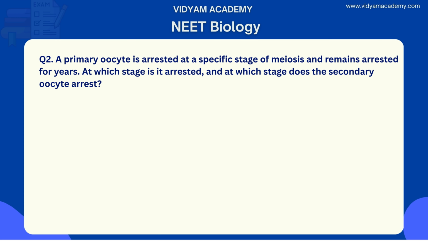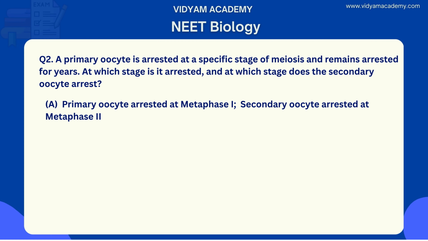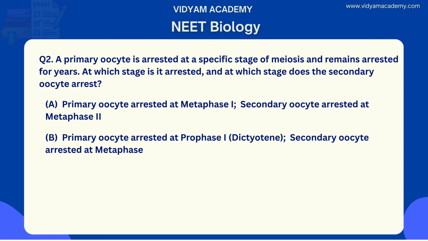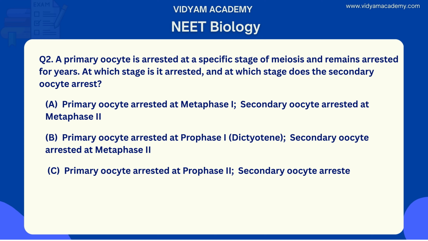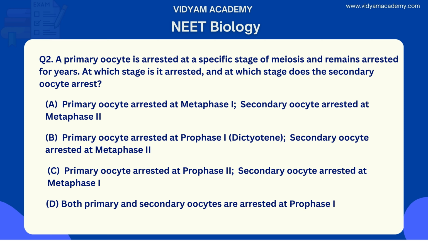A primary oocyte is arrested at a specific stage of meiosis and remains arrested for years. At which stage is it arrested, and at which stage does the secondary oocyte arrest? Option A, primary oocyte arrested at metaphase 1, secondary oocyte arrested at metaphase 2. Option B, primary oocyte arrested at prophase 1, secondary oocyte arrested at metaphase 2. Option C, primary oocyte arrested at prophase 2, secondary oocyte arrested at metaphase 1. Option D, both primary and secondary oocytes are arrested at prophase 1.